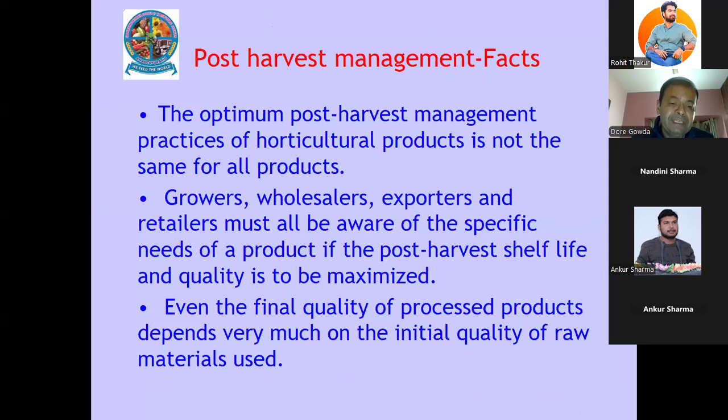The optimum post-harvest management practices for horticulture products are not the same for all products, because each fruit and vegetable has a different behavior and responds differently to different conditions. So growers, wholesalers, exporters, and retailers must all be aware of the specific needs of the product if post-harvest shelf life and quality are to be maximized. Even the final quality of processed products depends very much on the initial quality of the raw material, because by using very bad quality fresh fruit or vegetable, we cannot get a very good product. We should start with good raw material.